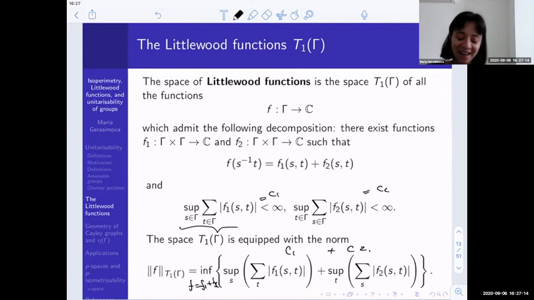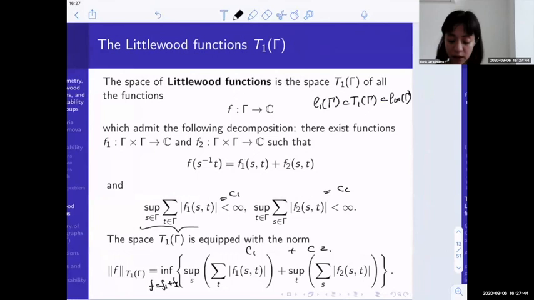Of course I think you would like to have some examples of functions which belong to the Littlewood function space, but I should say that it's not very trivial to find such examples. But what I can tell you is that L1 of gamma is a subspace of T1 of gamma, and T1 of gamma is a subspace of L infinity of gamma. We know this is not very hard. But why do we actually need this space? Because this space is related to amenability and also to unitarizability.